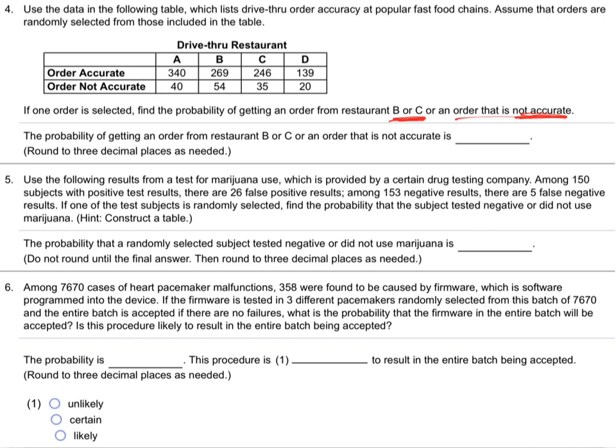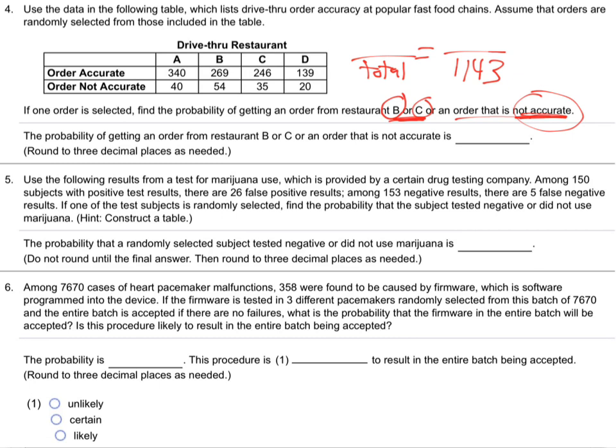Just that table, B or C or not accurate. So would you add all 3 of those together divided by the whole? Yeah, there's a few different ways you could do it. So basically we want all the B's, all the C's, and all the not accurates over the total. Anybody add up the total? Yes, 1,143. Seems like it's always 1100 something. Okay, 1143. Good. So you get the total for sure.